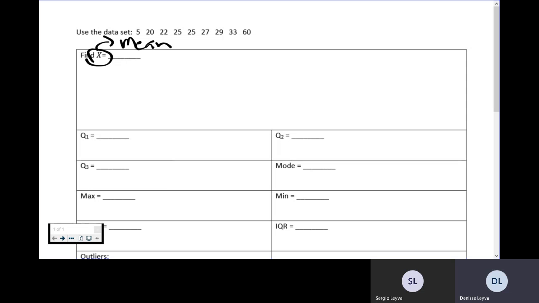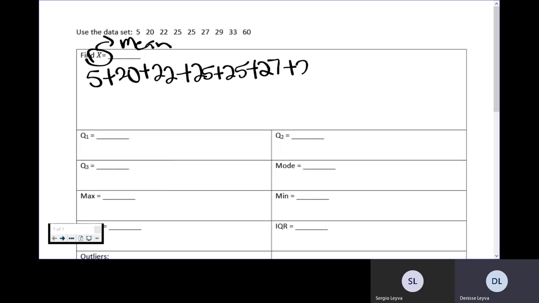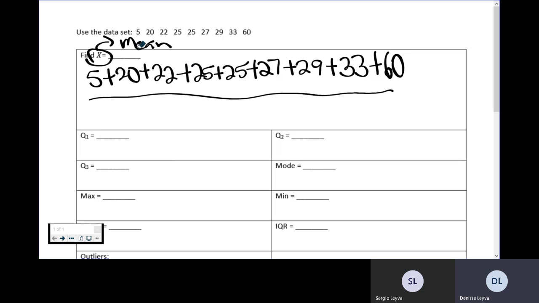For the mean, all you have to do is add all the numbers up and then divide by the total numbers you have. So in this case, you're going to do 5 plus 20 plus 22 plus 25 plus 25 plus 27 plus 29 plus 33 plus 60. And then you're going to divide all that by the numbers you have. If you look here, you have 1, 2, 3, 4, 5, 6, 7, 8, 9. So you have 9 total numbers.